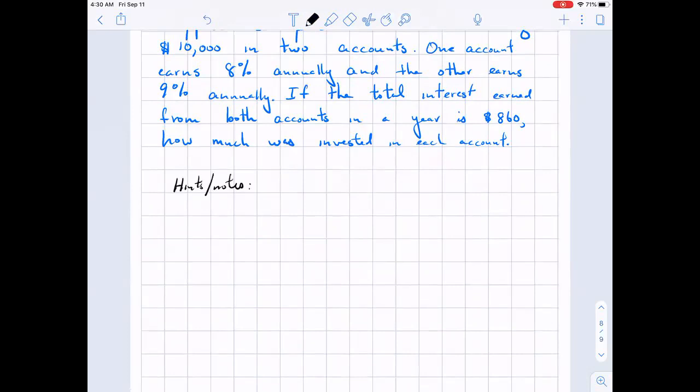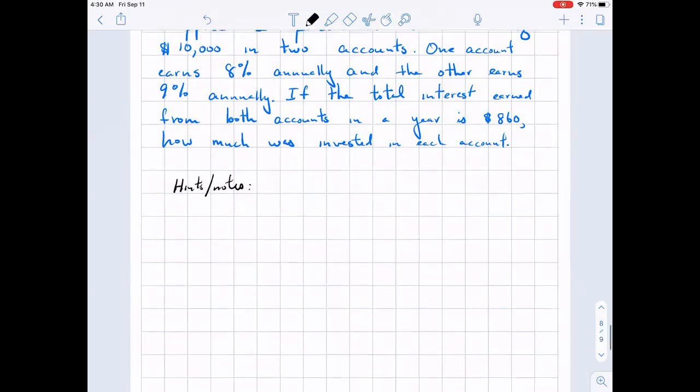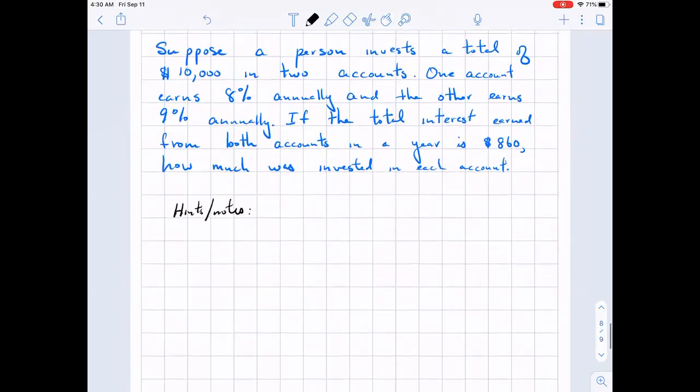You may want to read this a few more times. Read this a few more times and get some information. So take a few minutes and read. Okay. After reading, you will notice that the total investment is $10,000.